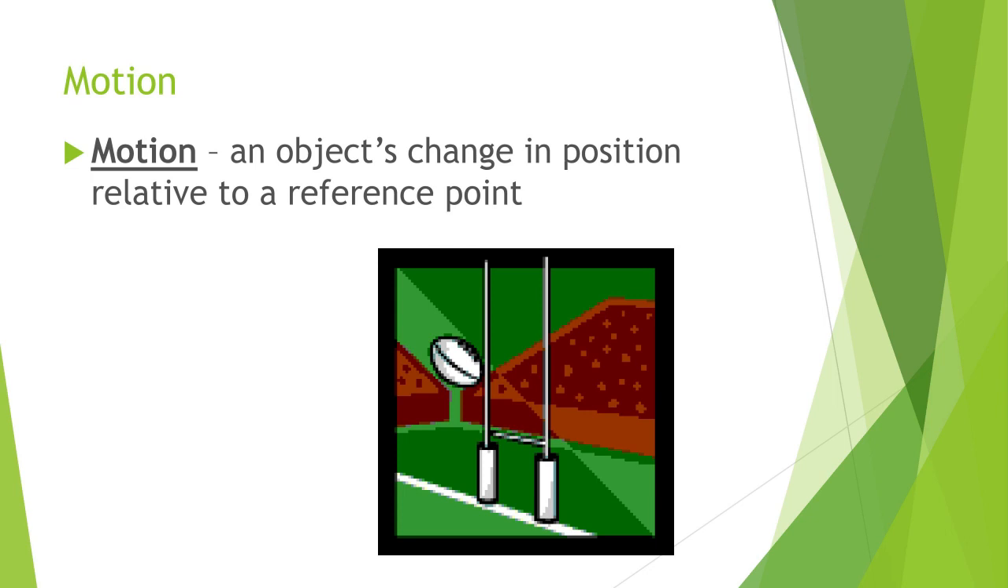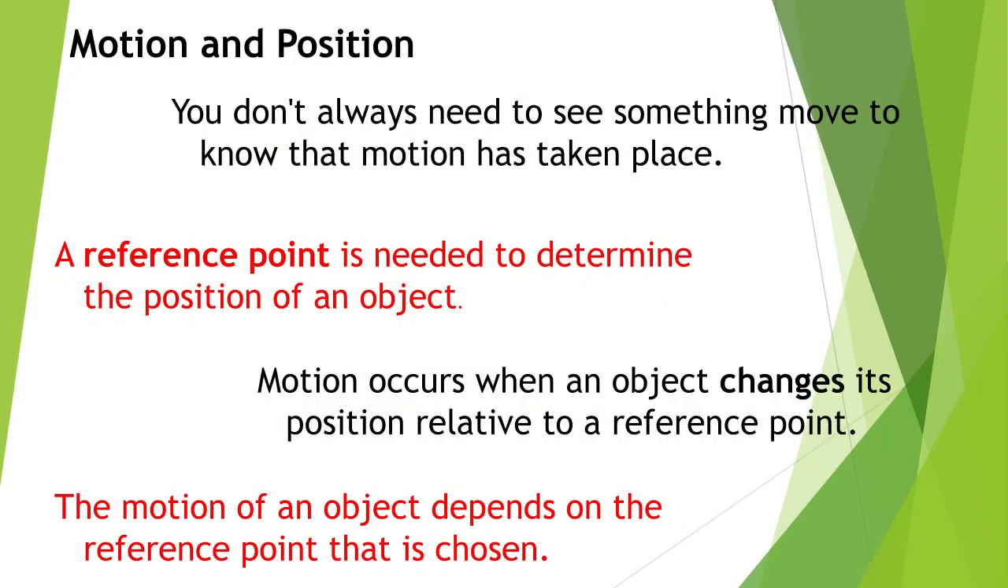An object's change in position relative to the reference point is called motion. Remember, there should be a reference point whenever we talk about motion. Now, what is a reference point? When we talk about a reference point, you don't always need to see something move to know that the object has moved.